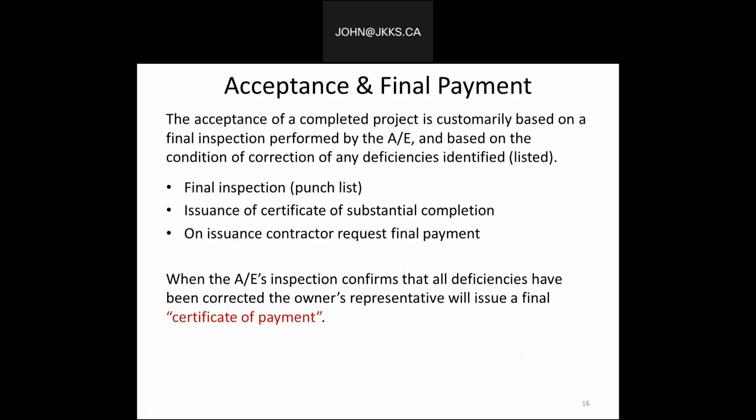The issuance of a certificate of substantial completion is often required for many projects. On the issuance, the contractor requests final payment. When the architect's or engineer's inspection confirms that all the deficiencies have been corrected, the owner's representative will issue what is called a final certificate of payment. So final completion requires a contractor to make good all deficiencies, as I indicated. Final completion and final payment seem to go hand in hand. Acceptance and final payment usually constitute a waiver that all work has been substantially completed.